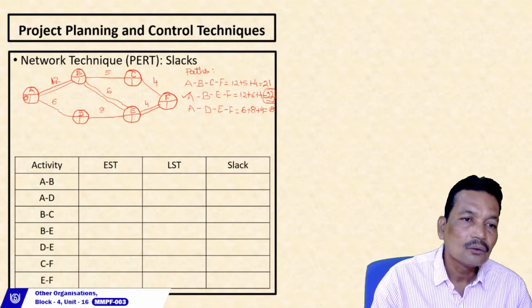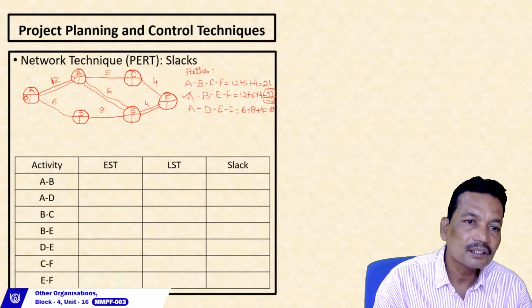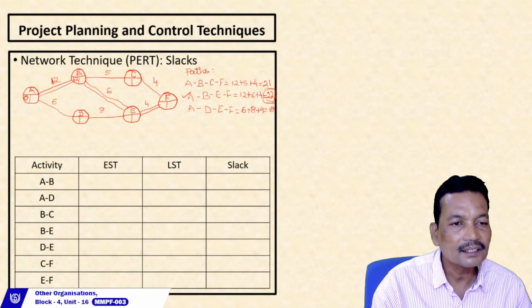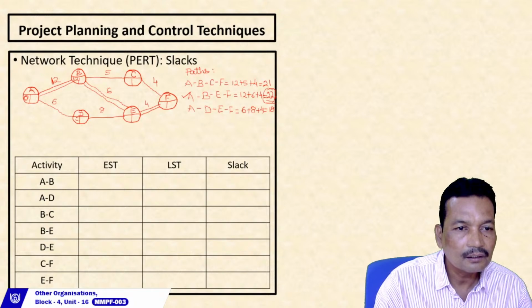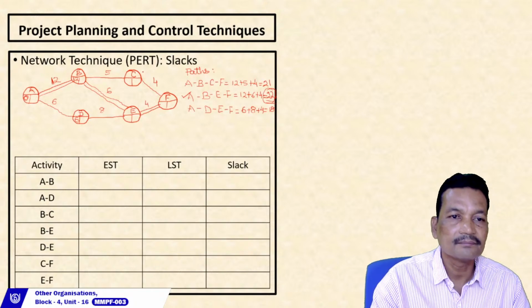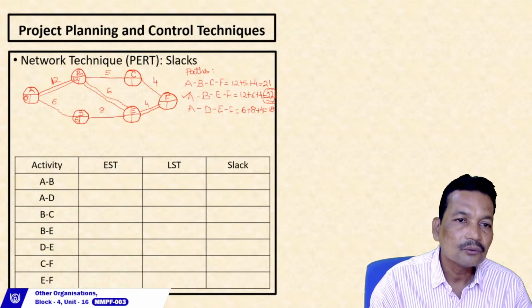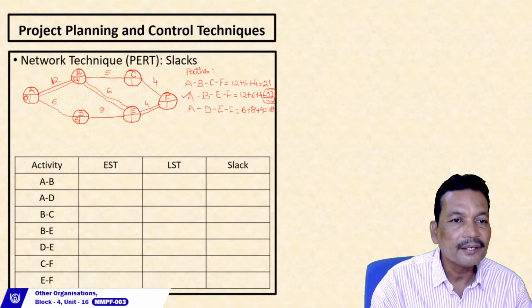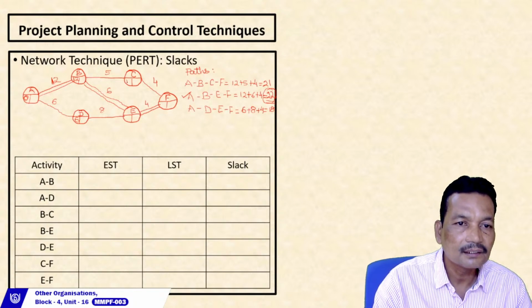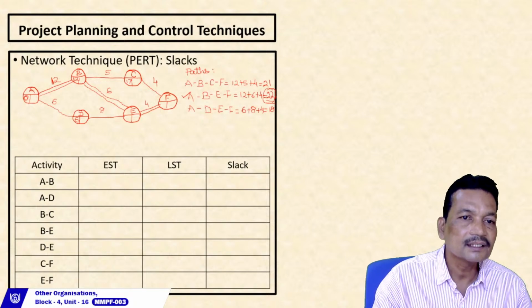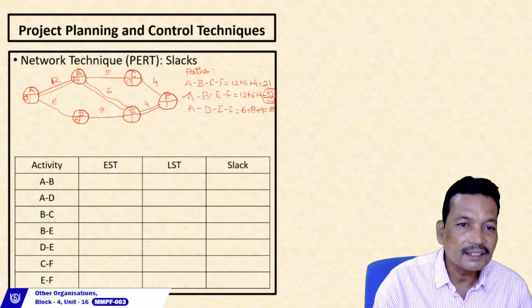Now 0 plus 12, B can start only on 12th day. Similarly, AD, 0 plus 6, D can start only on 6th day. Now come to BC. BC, when we say 12 plus 5, that is 17 days.